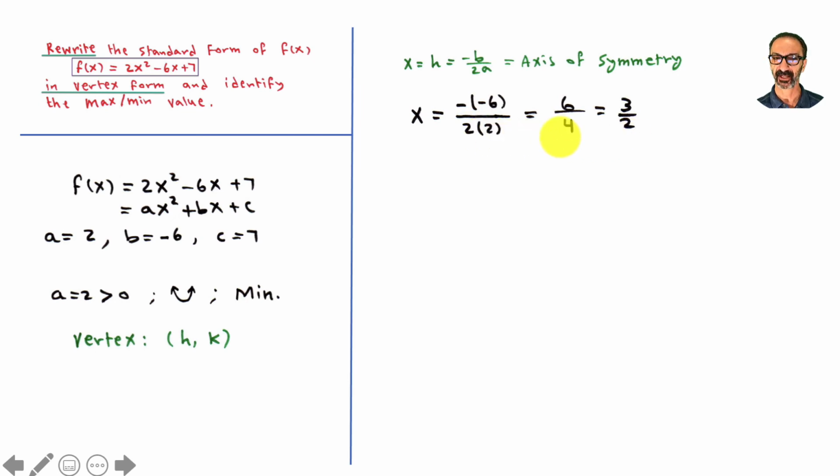Well, if you have the h part, how do you find the k part, which is the output? You just plug in 3 over 2 in the function. I have 5 over 2 as an output. Now here's my vertex.